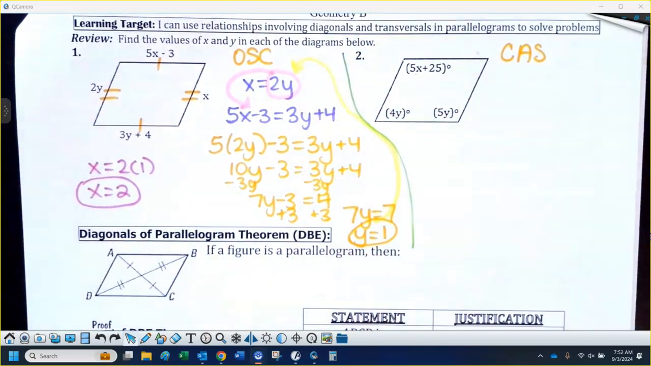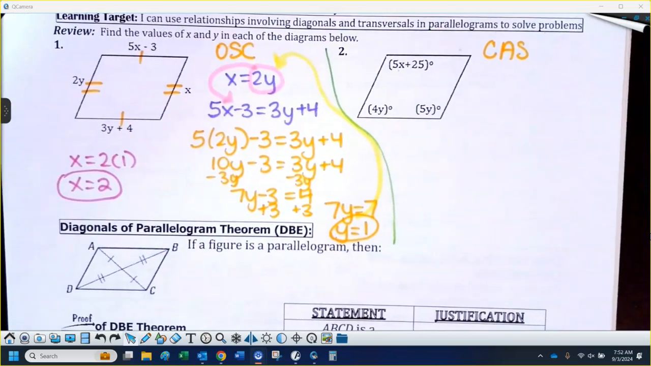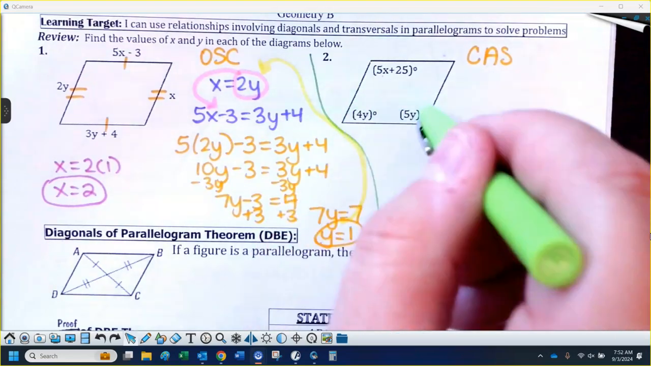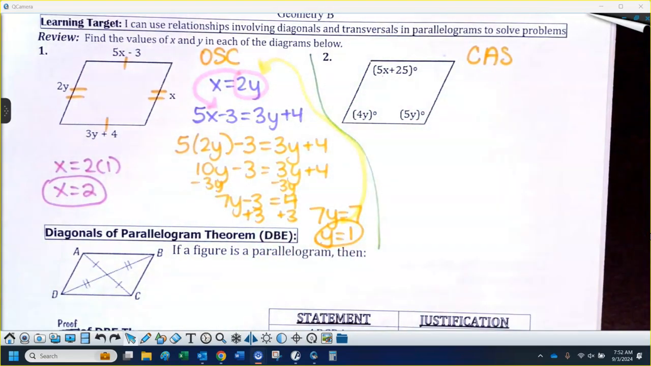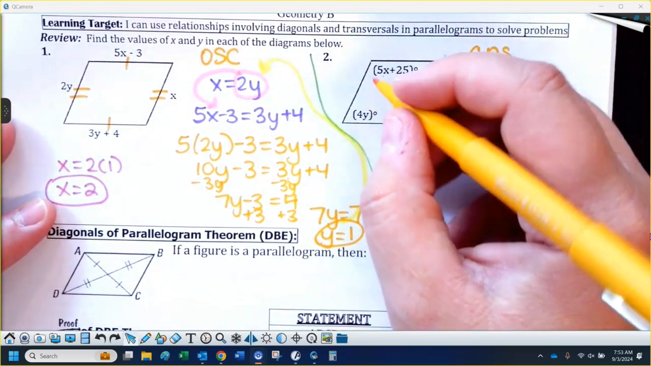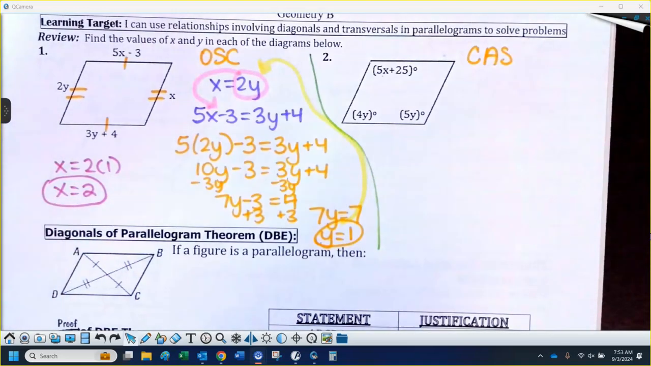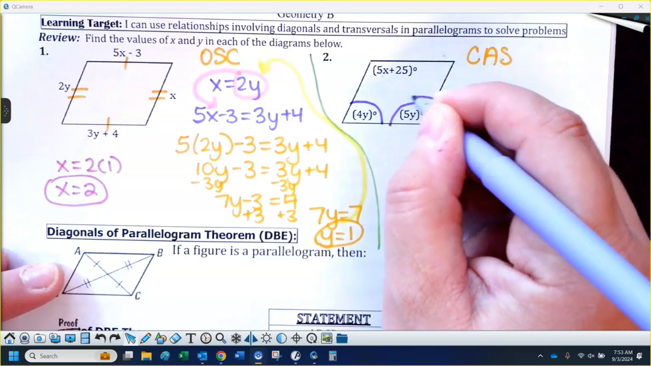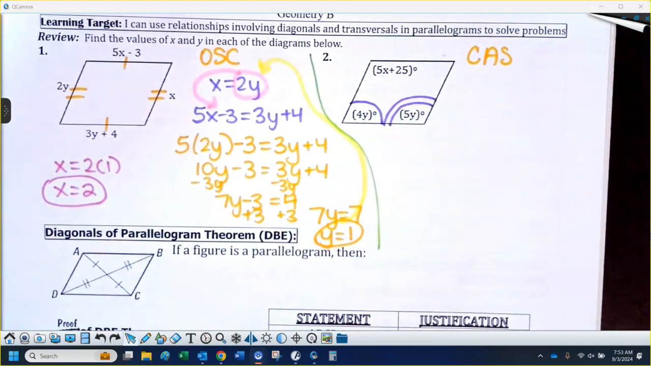Okay. Now, the question right next to this, you have angles marked, not sides. These are angles. The angles right next to each other have to add up to 180. Now, you could set up a system here. But what I would recommend, if you use this angle and this angle, these are consecutive angles, meaning they're right next to each other.